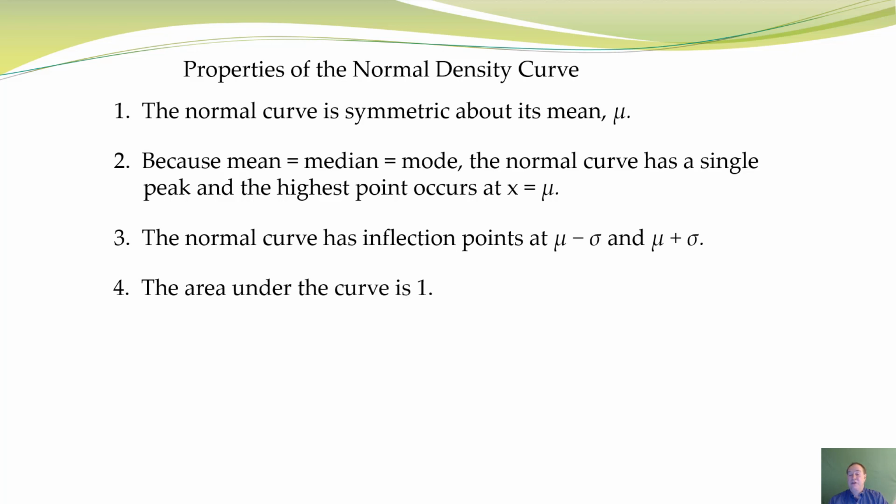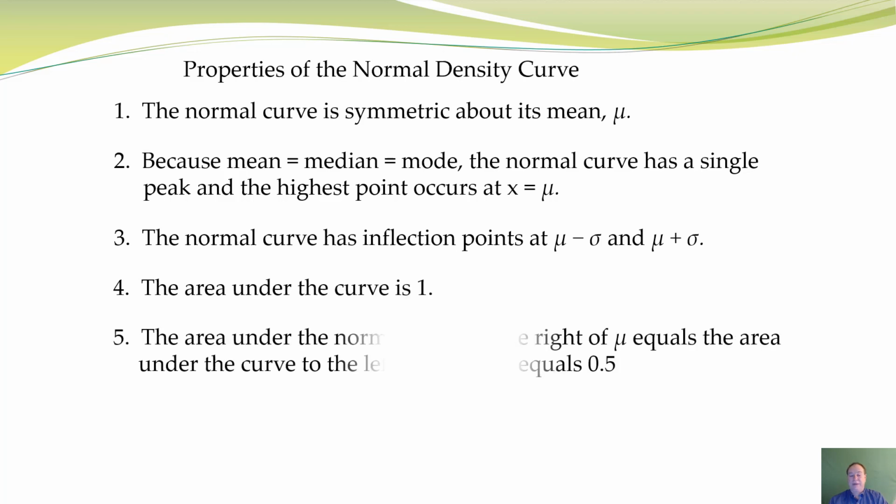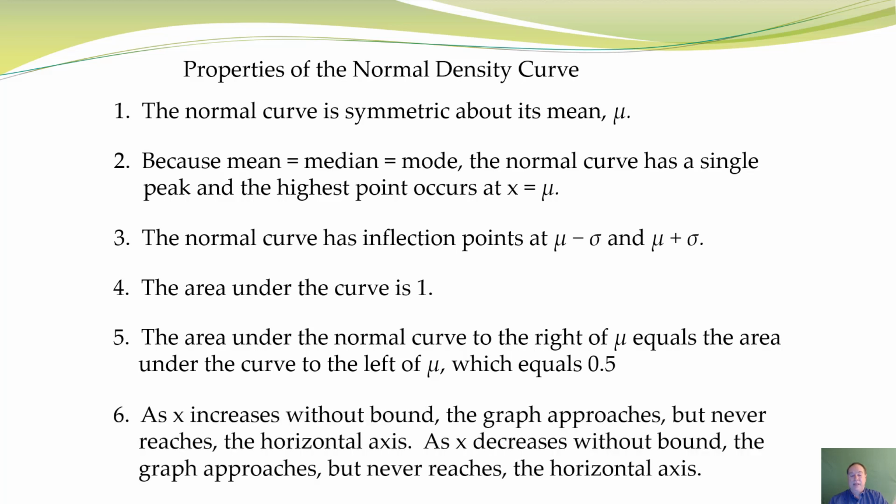The area under the curve is equal to 1. The area under the normal curve to the right of mu equals the area under the curve to the left of mu, which equals 0.5. This is because it's symmetric. As x increases without bound, the graph approaches but never reaches the horizontal axis. As x decreases without bound, the graph approaches but never reaches the horizontal axis.